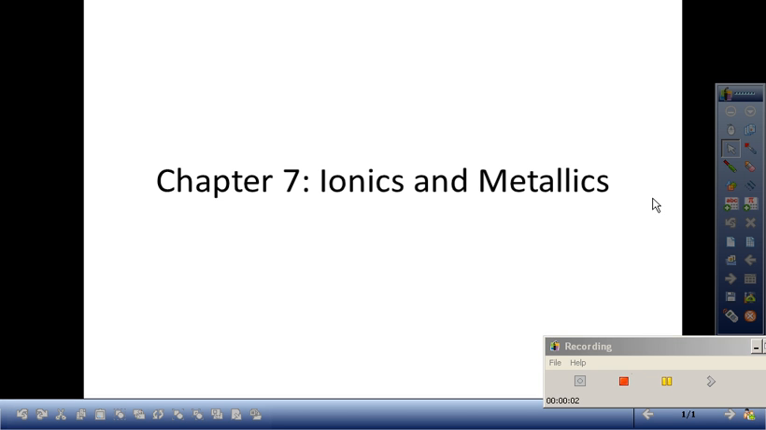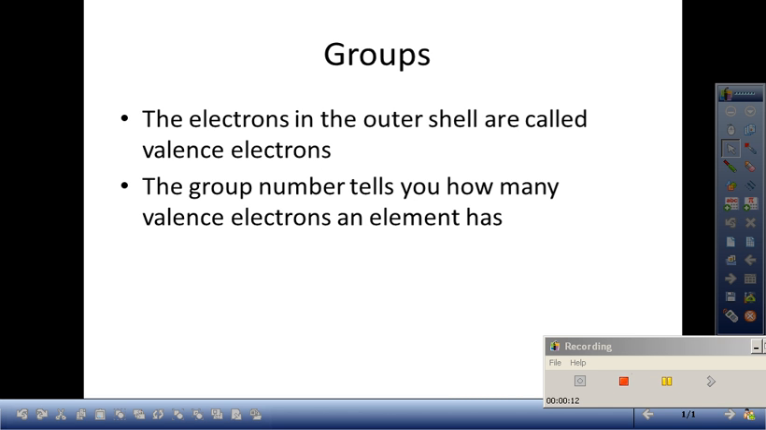So ionic and metallic compounds. What we want to look at in this chapter is mostly how to name or derive the formulas for ionic compounds. Now the most important thing is we're going to use the groups. And the group number tells us how many valence electrons something has. And of course we care about the valence electrons because those are the electrons that are going to interact. And chemistry is all about interacting of electrons.